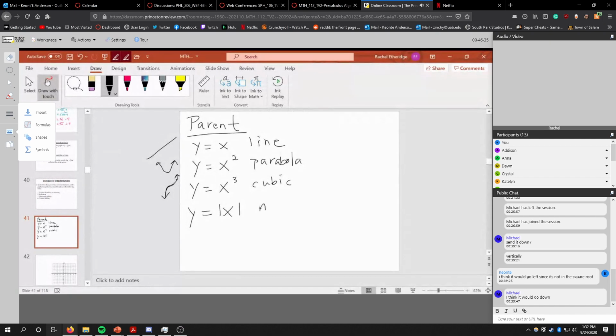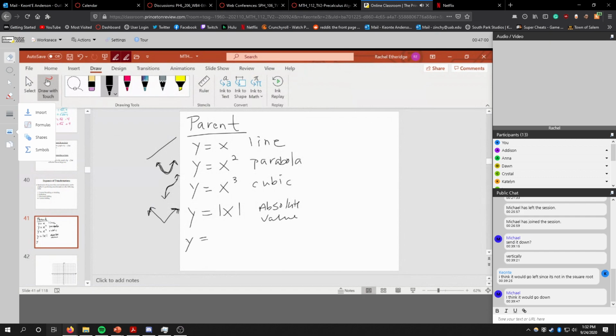Absolute value looks like a V. Notice the quadratic has curvature. It curves around. Not my best pen, so I apologize about the sloppy writing today.